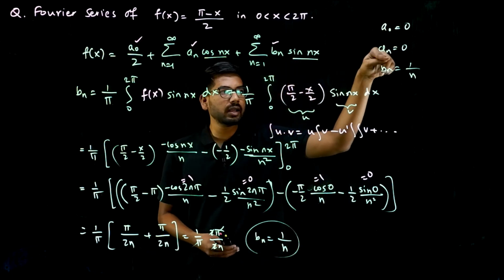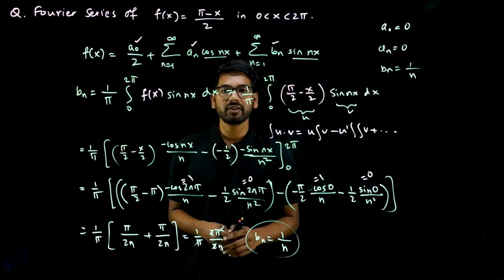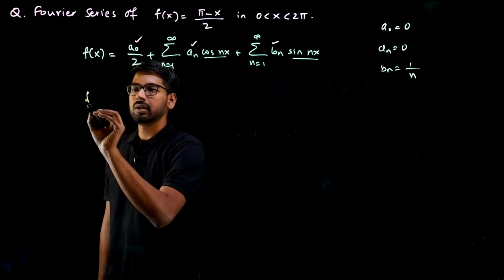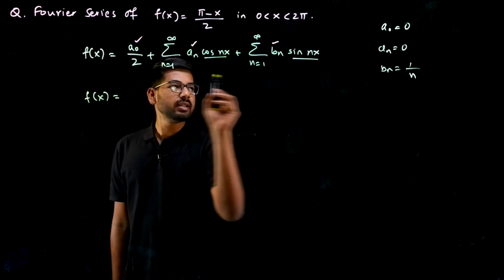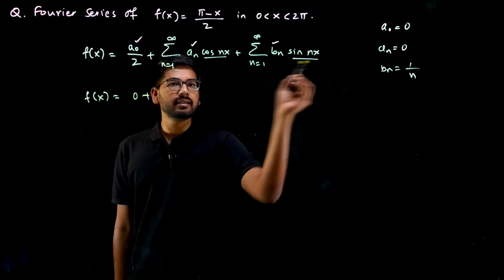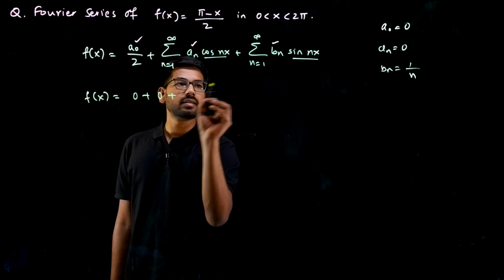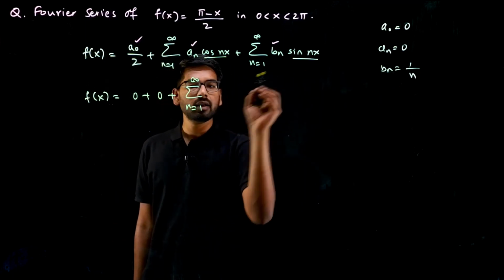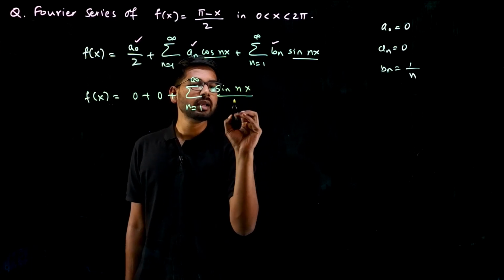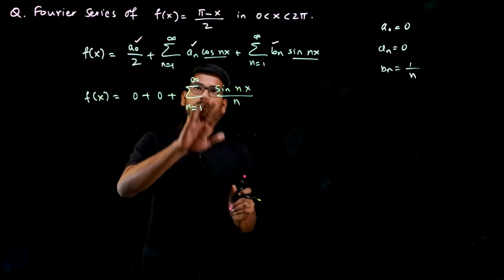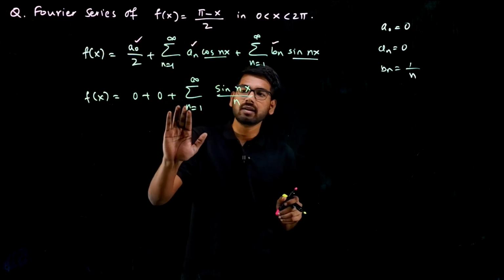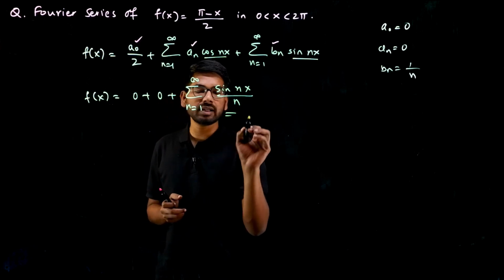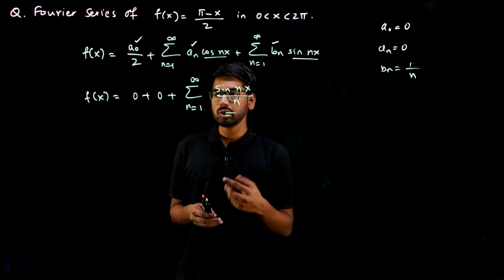So now that we have found out a0, an and bn, let's substitute them in the Fourier series expansion. Substituting a0, an and bn in f of x, we will get f of x is equal to, a0 is 0, an is 0, so this entire term will become 0, plus summation from 1 to infinity, bn is 1 by n, so this is sin nx by n. So the Fourier series expansion of pi minus x by 2 in the interval 0 to 2 pi is summation 1 to infinity sin nx by n. Okay, this is the answer.